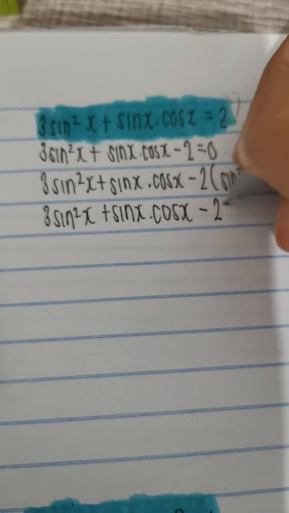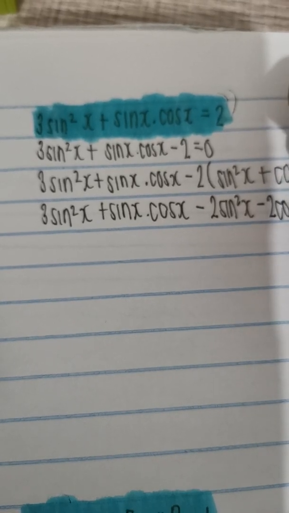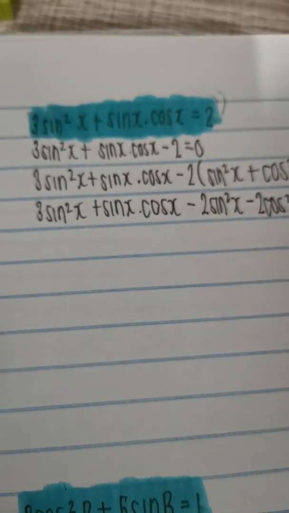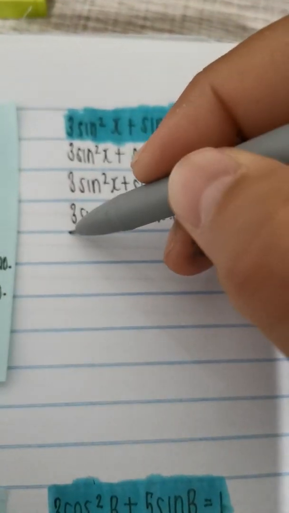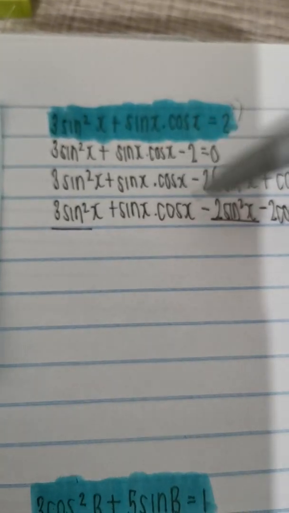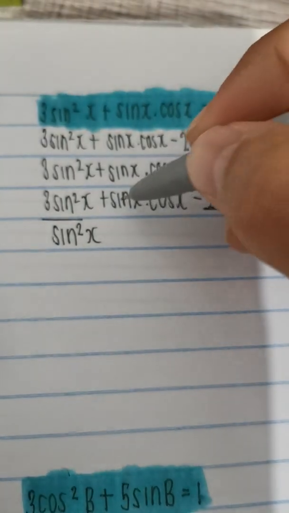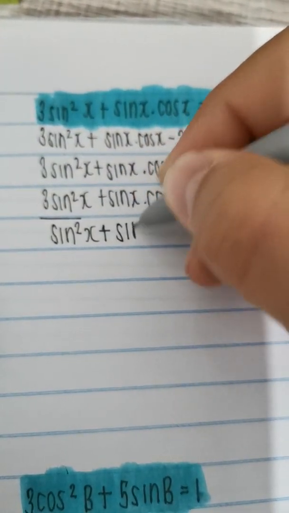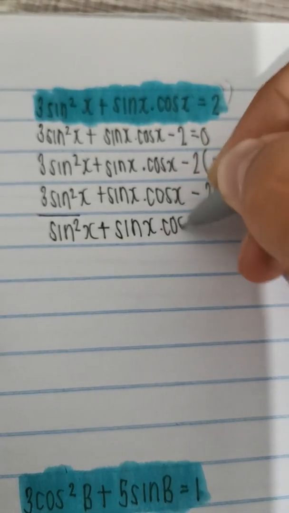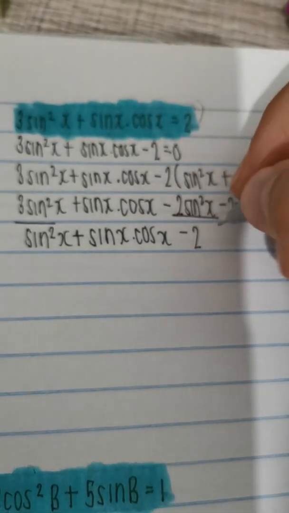minus 2 sine, we're now going to look for like terms, and I can see this and this are like terms. So 3 minus 2 gives me 1 sine squared x. Sine plus sine and cos, nothing got changed by that. And over here I have minus 2.